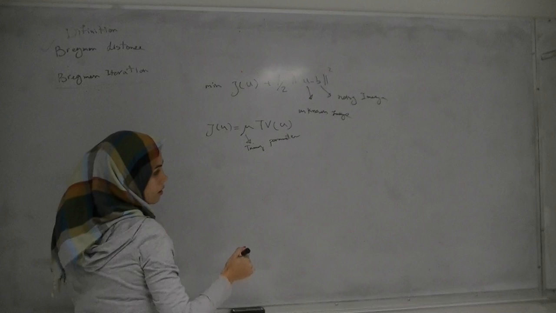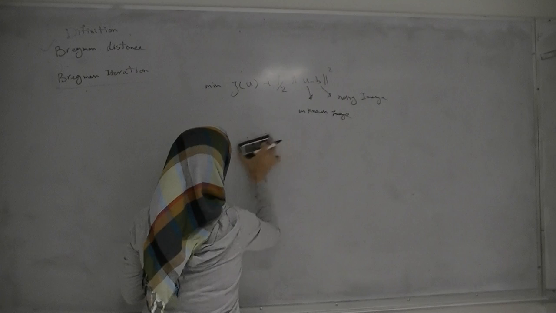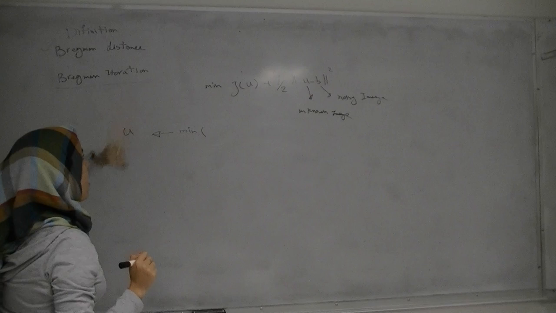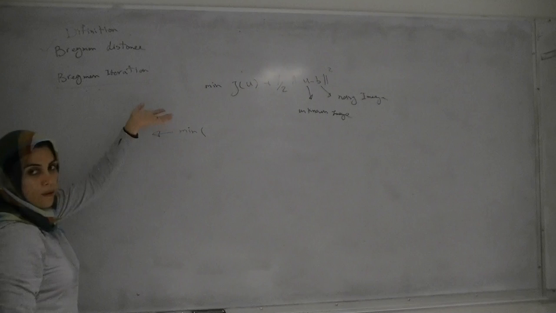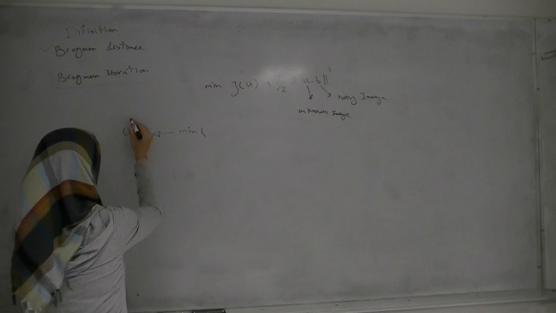And another thing is that we can solve this minimization problem with the Bregman iteration. Well, this one is the iteration, and first of all, maybe we can just find the u from this equation, but for the Bregman iteration that is not enough. Because this one is the iteration, we use the first u as an input, and again find the new u.